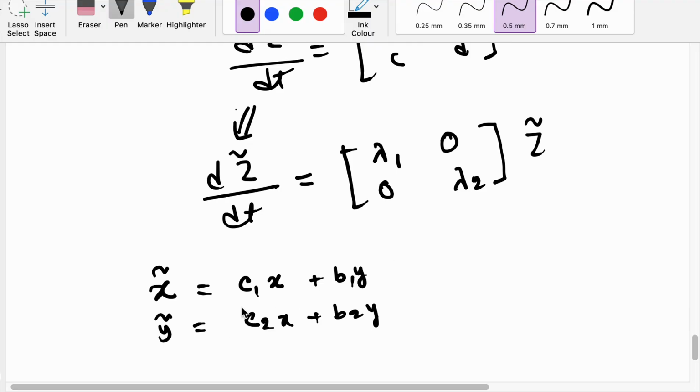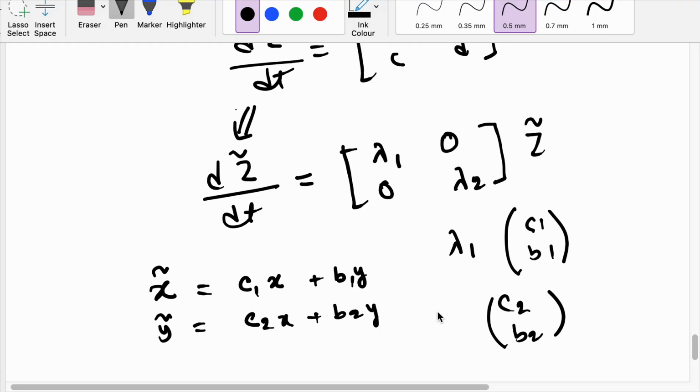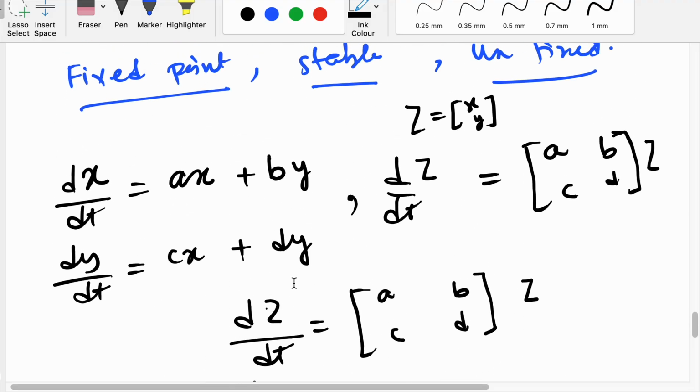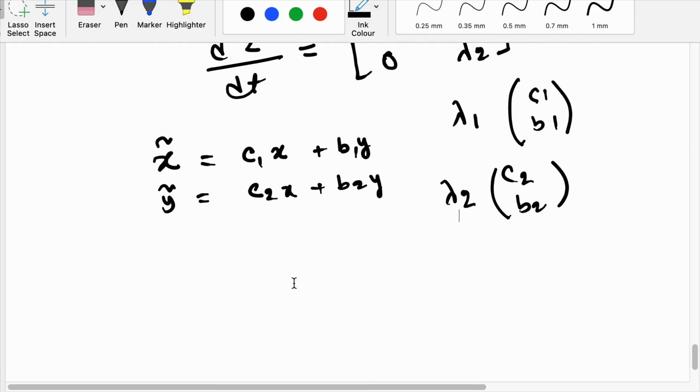c1 b1 is the eigenvector corresponding to lambda 1, and c2 b2 is the eigenvector corresponding to lambda 2. If it is clear, then we can proceed further. Yes, it is clear. But from here, how did we conclude that this is the oscillating thing and not the fixed point thing?